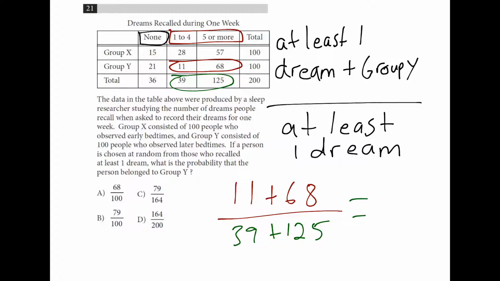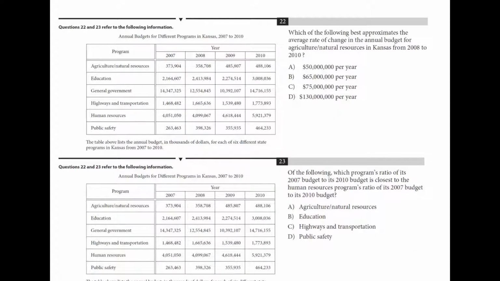When we complete this addition, we get 79 over 164. That's why the answer is C. Number 22, which of the following best approximates the average rate of change in the annual budget for agricultural/natural resources in Kansas from 2008 to 2010?